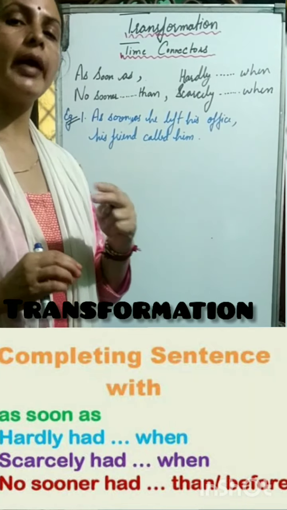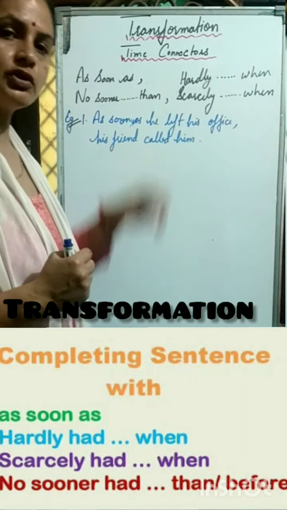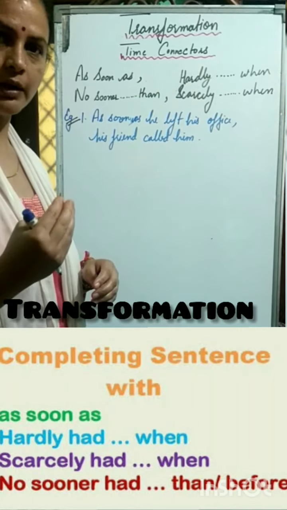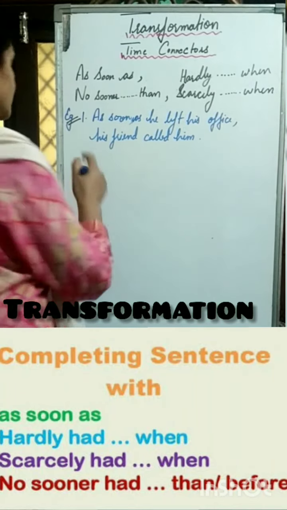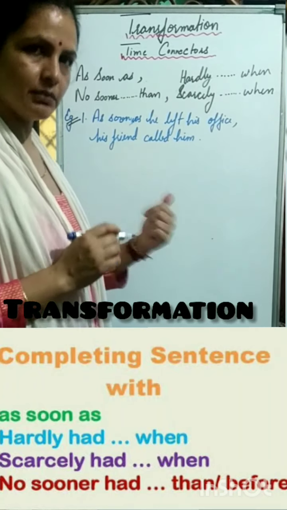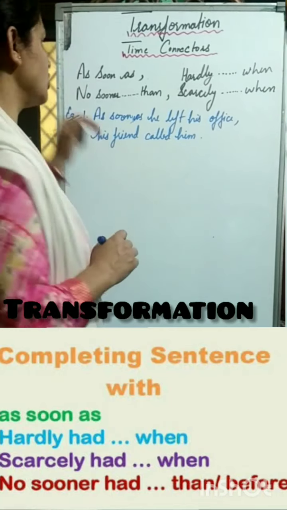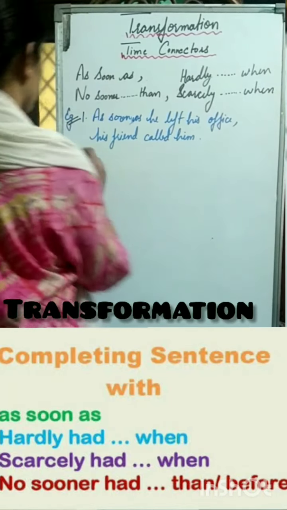Here, two actions are discussed. First action, he left his office, and as soon as he left his office, his friend called him. So, one after another, the actions took place. Now, I'm going to transform this sentence using another connector, that is no sooner than.